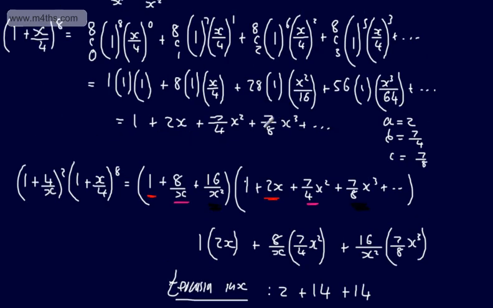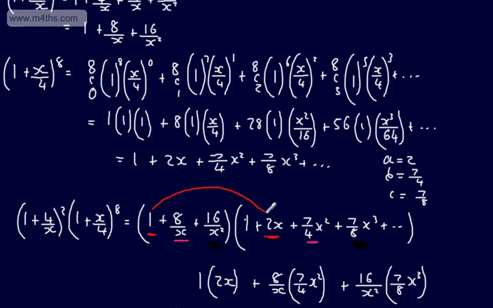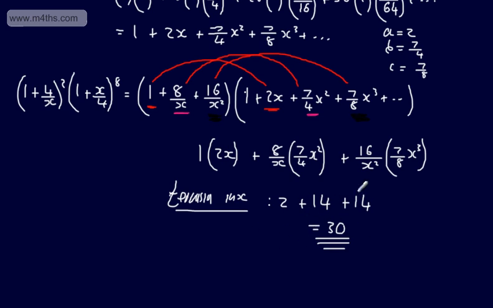All we've gone ahead and done is expanded these. If you like, you could show it like so. So it's the 1 times by the 2x. We've got the 8 over x times by the 7 over 4x squared. And then we've got the 16 over x squared multiplied by the 7 over 8x cubed. I don't need to expand any more terms. We can simply now find the coefficient of the terms in x and simplify our final answer.